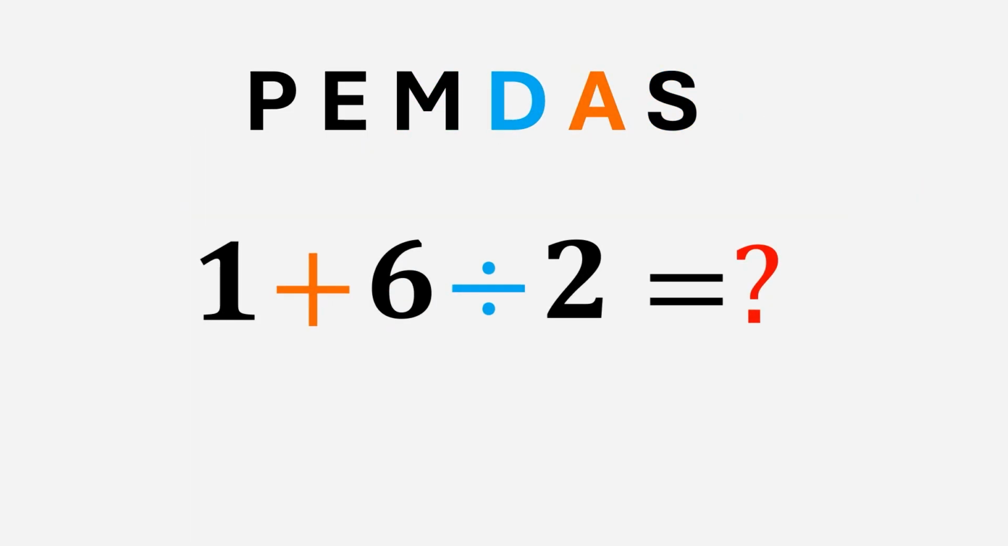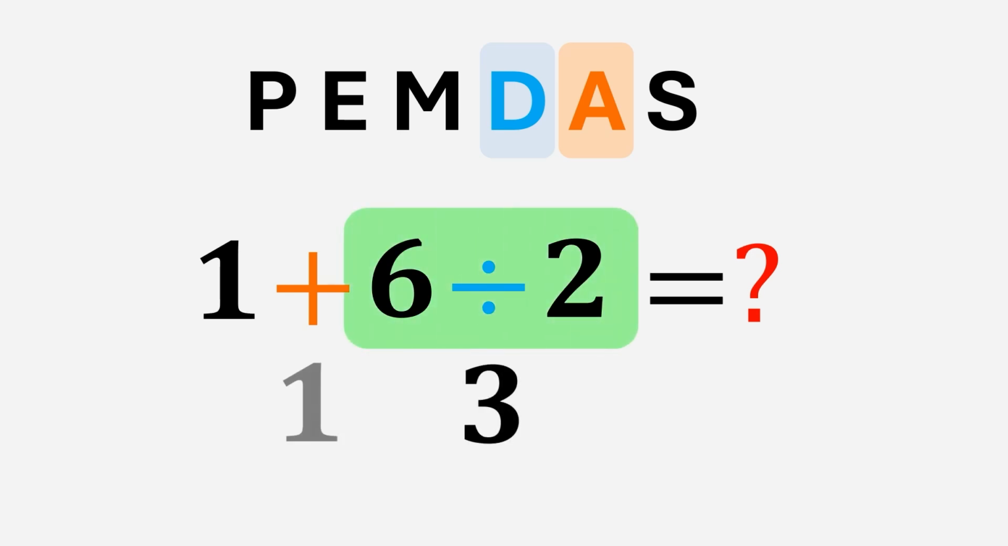Take this example, 1 plus 6 divided by 2. According to PEMDAS, division comes before addition, so we don't go left to right. We first do division. 6 divided by 2 is 3. Then we do 1 plus 3, which gives 4.